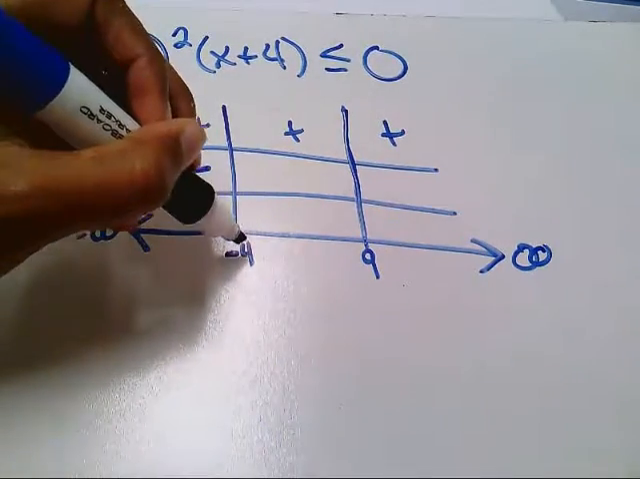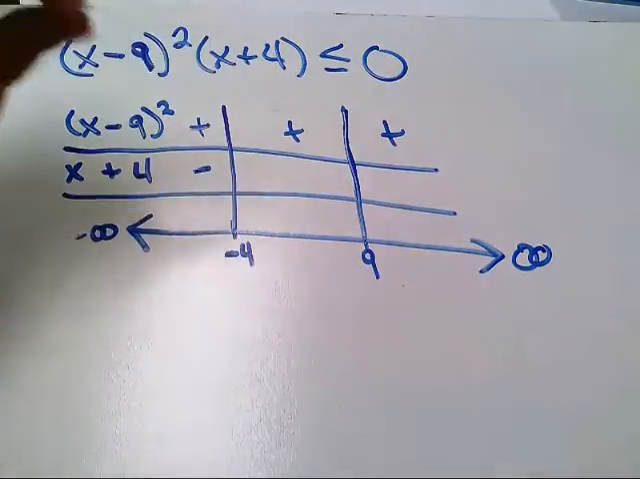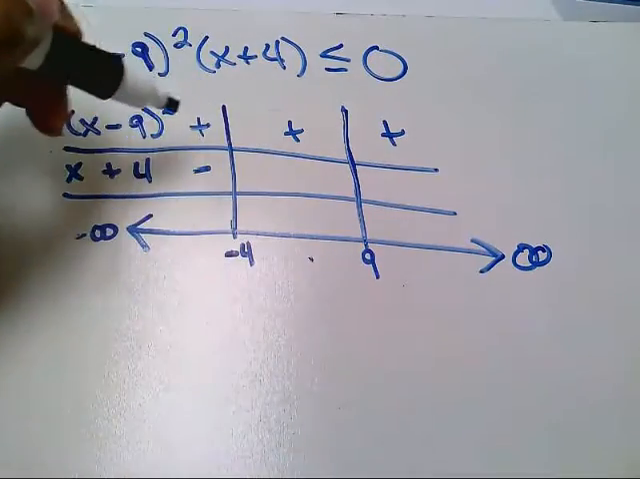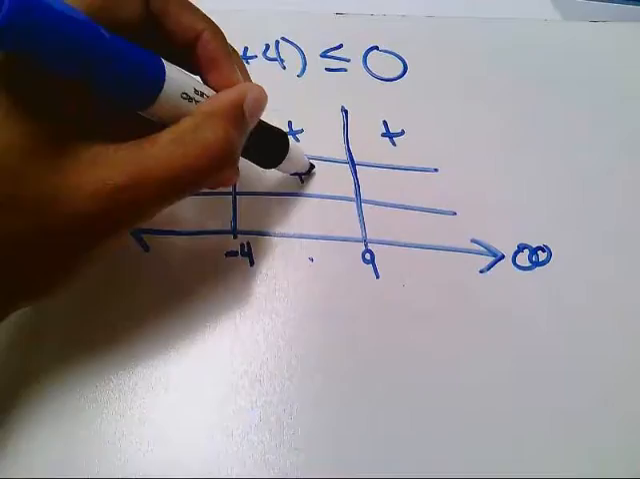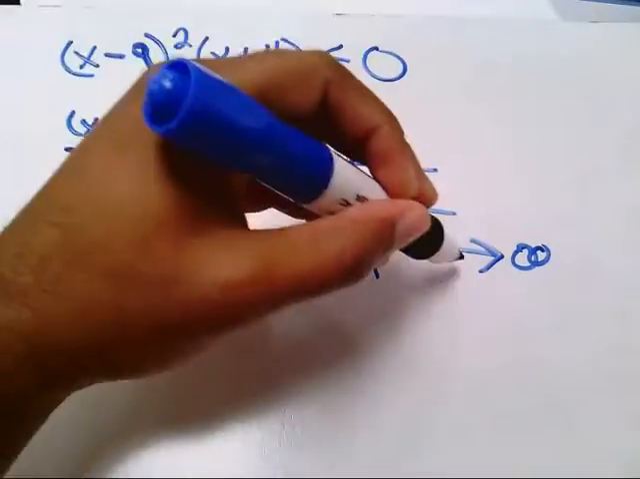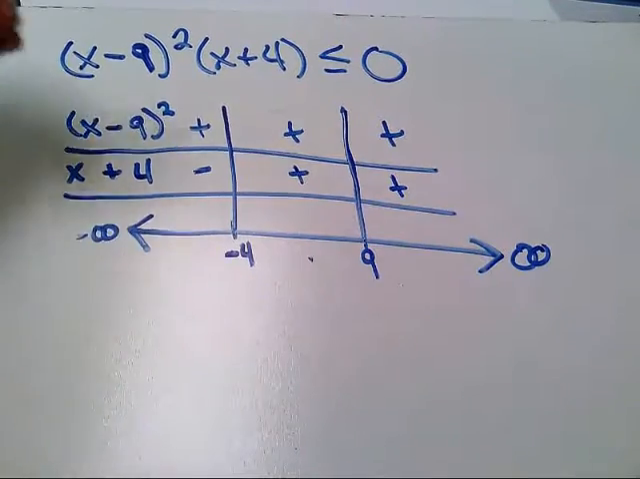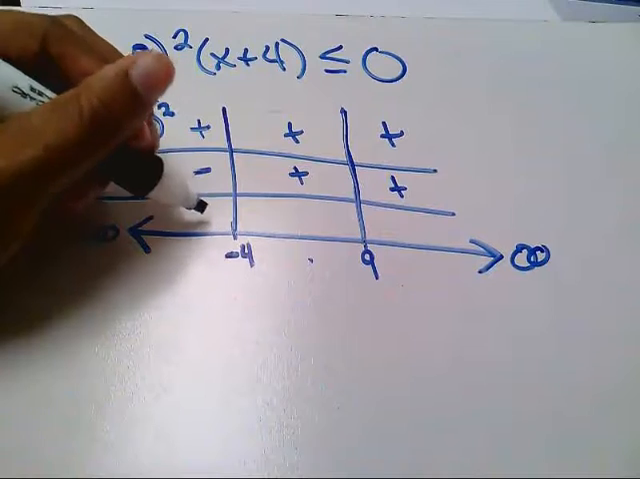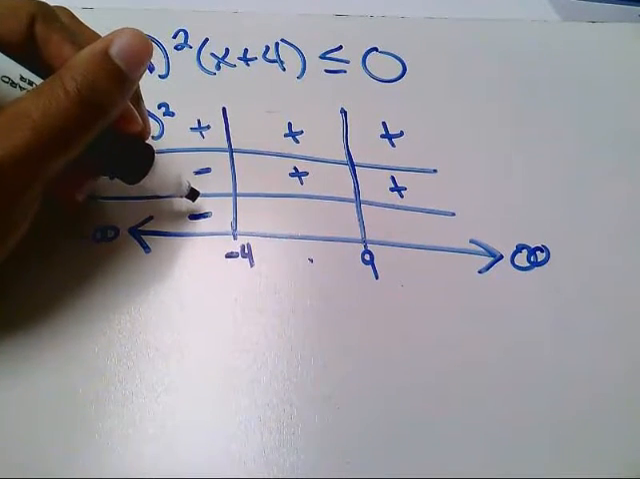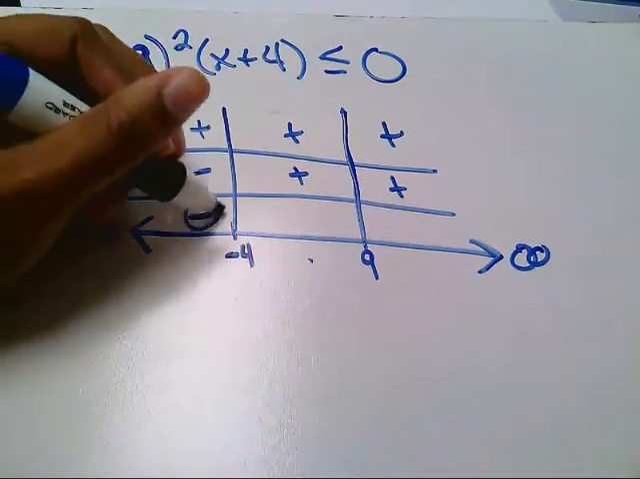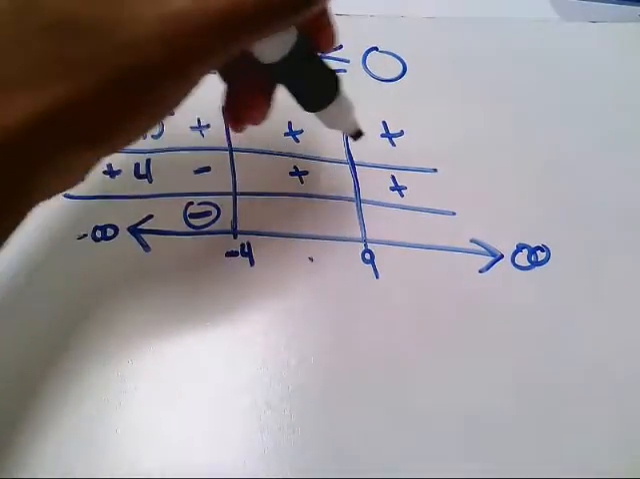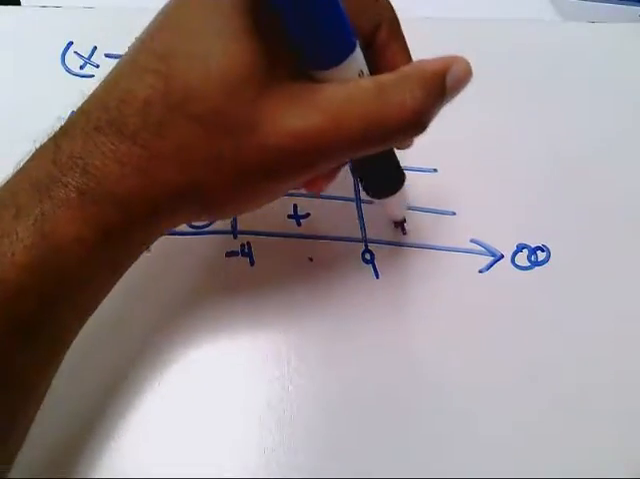And then we choose a number between -4 and 9, let's say 0. So if we plug in 0, we'll get a positive. And if we plug in other numbers greater than 9, we will get a positive here. Now we check for our sections that are less than or equal to 0. Positive times a negative, the function will be negative here. So we keep this section of the graph, but everywhere else, the function is going to be positive.